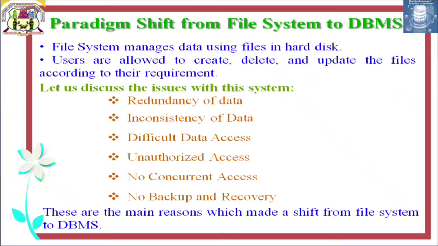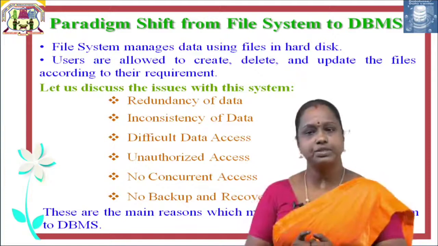Next, third one is difficult data access. A user should know the exact location of file to access data, so the process is very cumbersome and tedious. If a user wants to search the hostel allotment number of a student from 10,000 unsorted student records, how difficult is it? Next, no concurrent access. The access of same data by multiple users at same time is known as concurrency. File system does not allow concurrency as data can be accessed by only one user at a time.